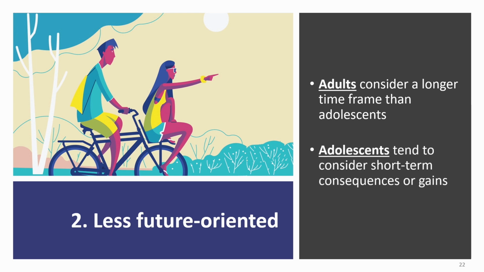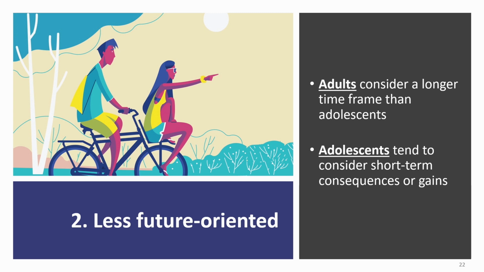Instead, adolescents will tend to consider short-term consequences or short-term gains when making a decision. So whether they should do something or not do something, adolescents will typically decide based on what they get in the short term, rather than on the long-term consequences.